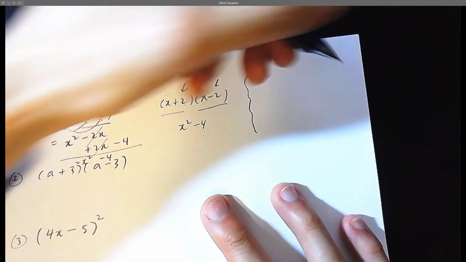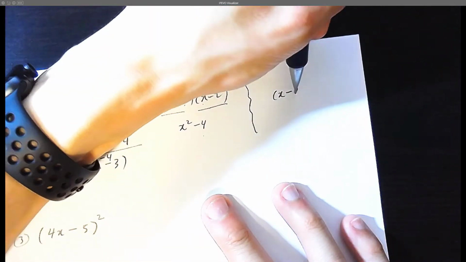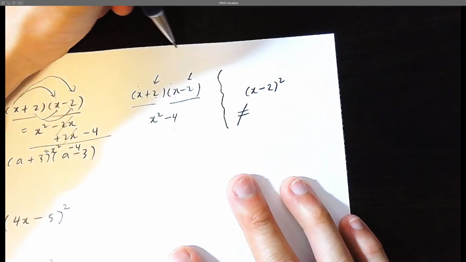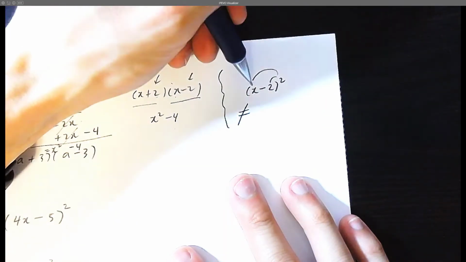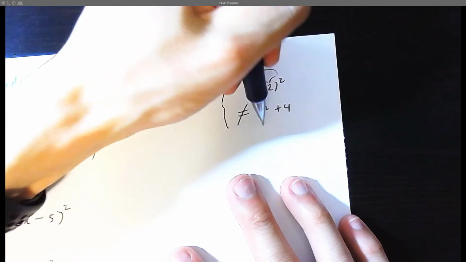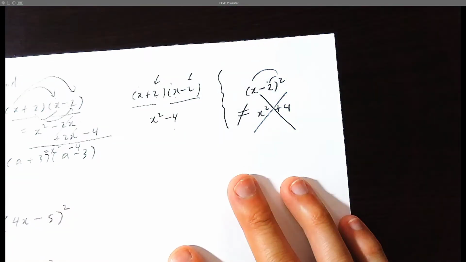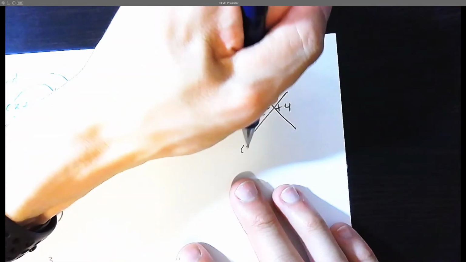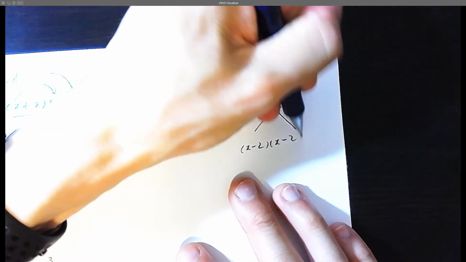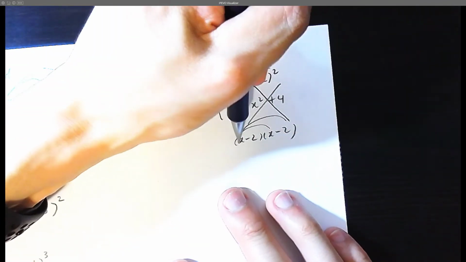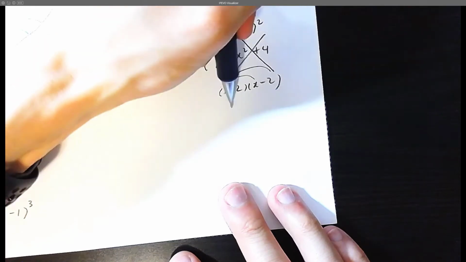So on the side, if I say what's x minus 2 squared, please do not think this equals distribution: x squared, negative 2 times negative 2 is positive 4. This is wrong. X minus 2 multiplied by x minus 2. You need to feed the dog, feed the cat. So x times x is x squared.